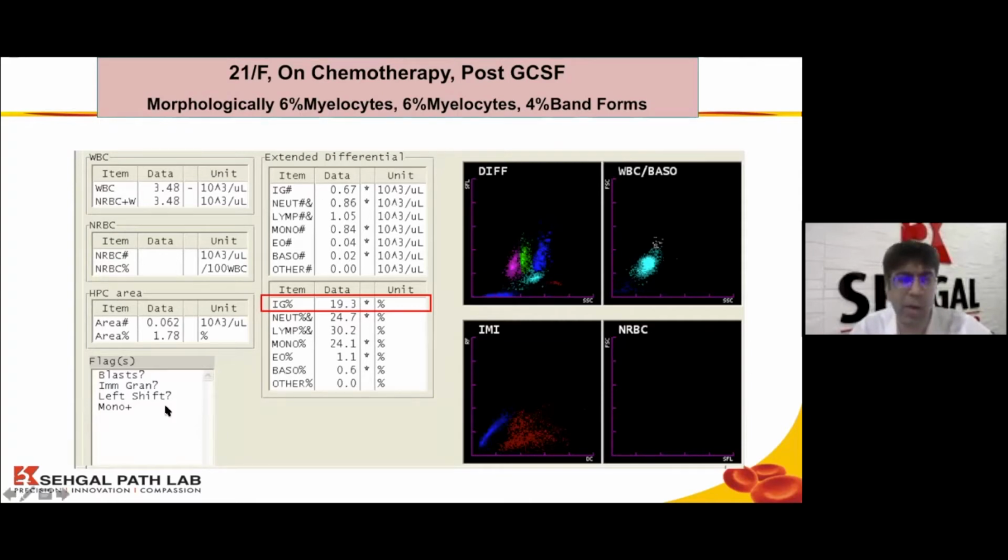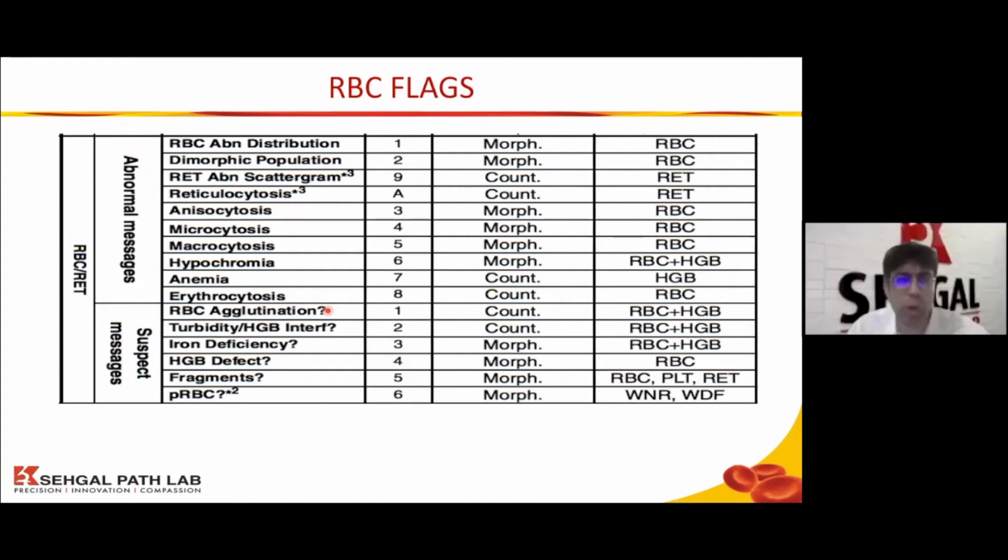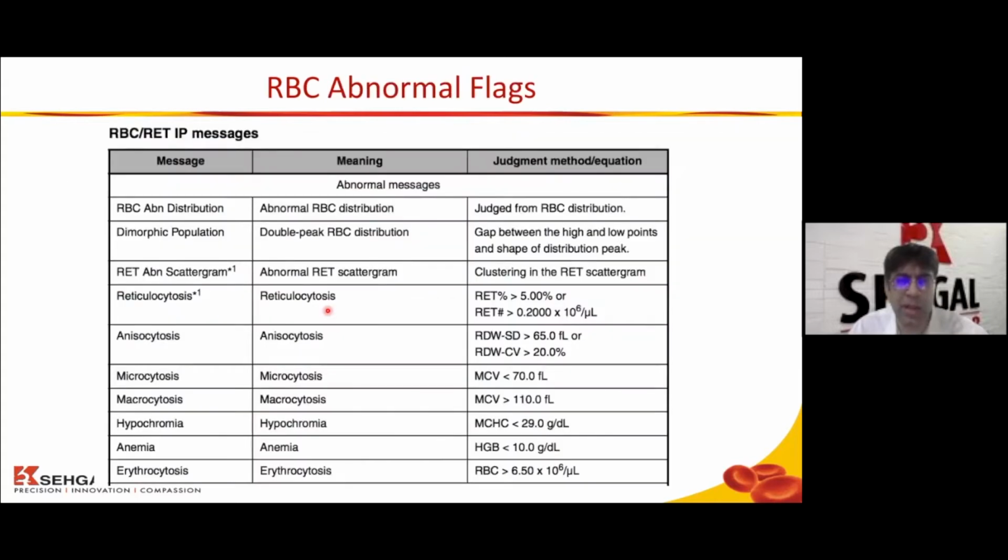This is just an example of how a flag for left shift or IG is given in a particular sample. Typically, it's based on the machine analyzer and the scattergram properties, where you have more events in this area, and there will be a left shift given. So going on to RBC flags, within the RBC also there are abnormal messages and suspect messages flags.